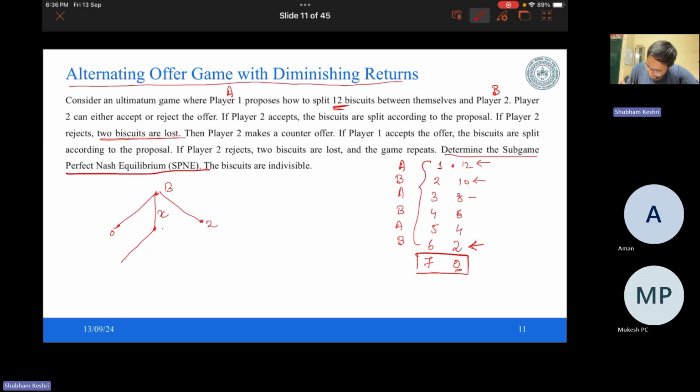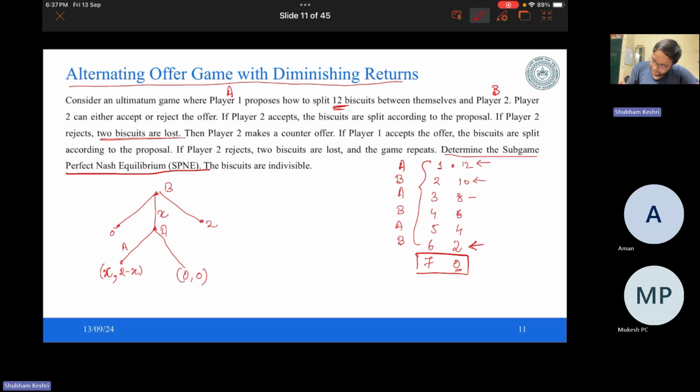I'm writing player 1 as player A and player 2 as player B, because stages and player numbers might get a little confusing. If he accepts the offer, he'll get a utility of X, and player B will get a utility of 2 minus X. And if he rejects the offer, both will get 0, 0. Is this all right?